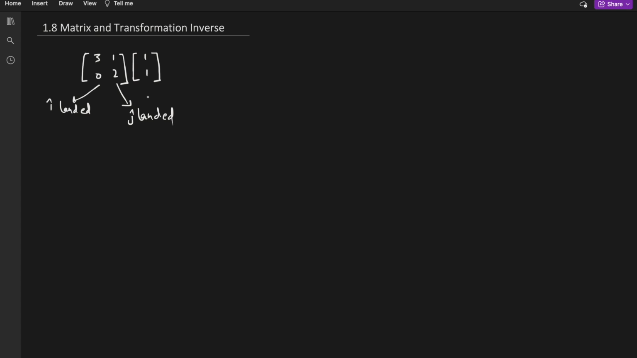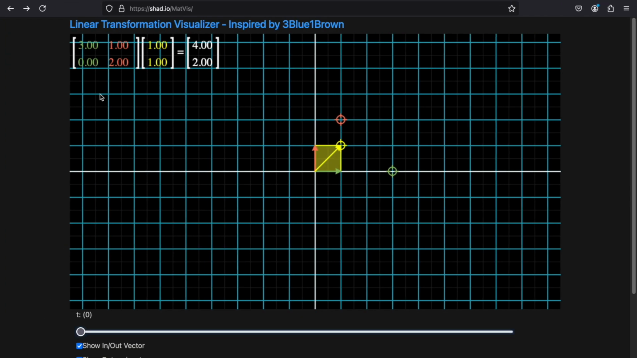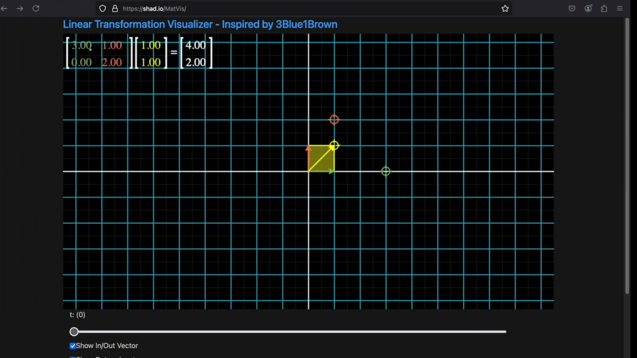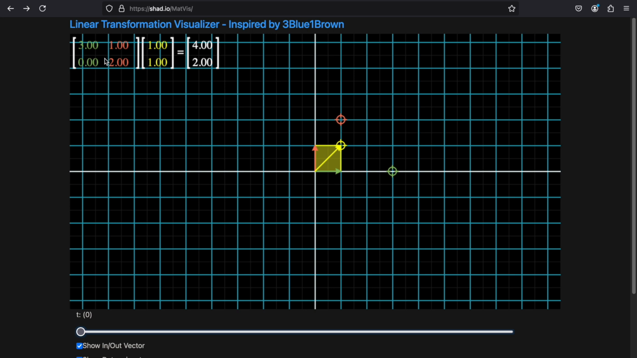So we need to see what this transformation, which is nothing but a matrix, does to this vector (1, 1). It will transform it. So this is a tool. I will share the link in the description below. In this tool, you can see that we have entered the same matrix, [[3,1],[0,2]]. So 3, 0 basically means where i hat had landed.